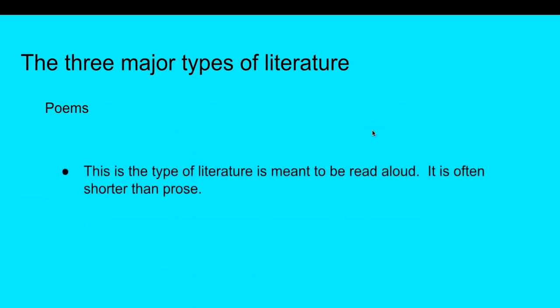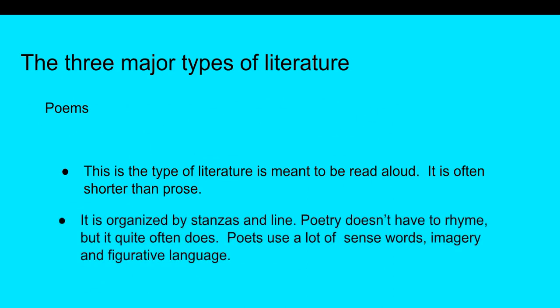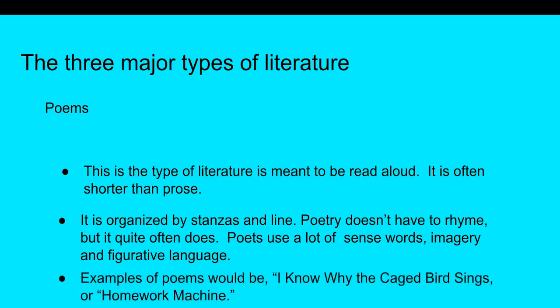Poems is another major type. This type of literature is meant to be read out loud with feeling. It is often shorter than prose. It is organized by stanzas and lines. Poetry doesn't have to rhyme, but quite often does. Poets use a lot of sense words, imagery, and figurative language when they write their poems. Examples of poems would be I Know Why the Caged Bird Sings or Homework Machine.